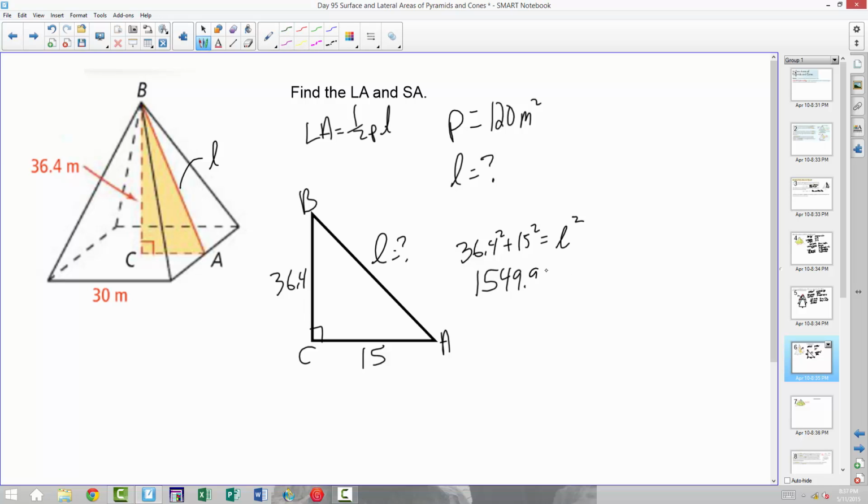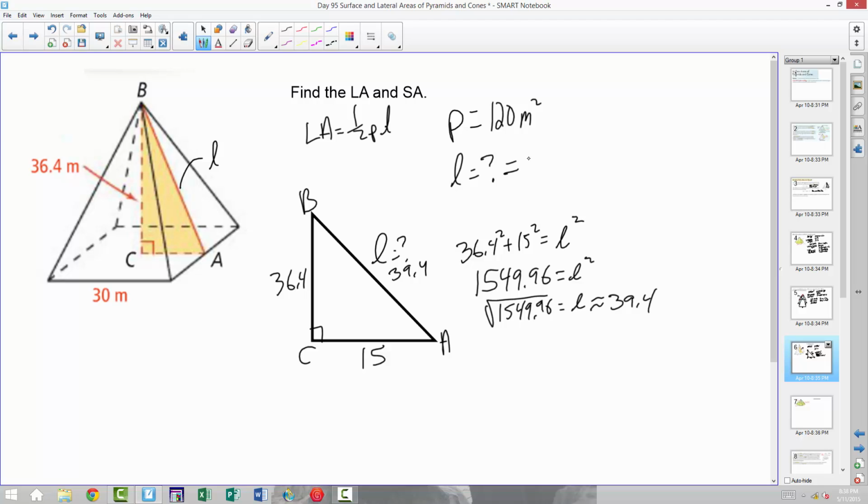This 0.96 equals L squared. So I take the square root. So the square root of 1549.96 equals L. Let's round to the nearest hundredth. So the square root of our answer is 39.4. So L is about 39.4. It makes sense because our hypotenuse is always the longest side of a right triangle. Again, don't forget your triangle rules.